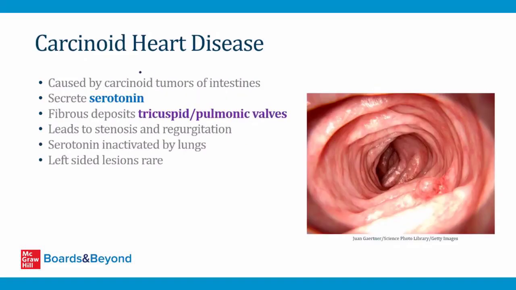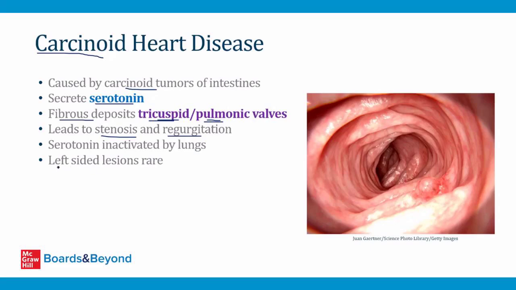Okay, the last general topic to review before we get into specific valve conditions is carcinoid heart disease. So carcinoid tumors of the intestines, which I talk about in videos in the GI section, secrete serotonin. And for reasons that are poorly understood, this can lead to fibrous deposits on the tricuspid and pulmonic valves. And so patients who have had carcinoid tumors of the intestines can develop stenosis and regurgitation of the right-sided heart valves, meaning the tricuspid or pulmonic valves.